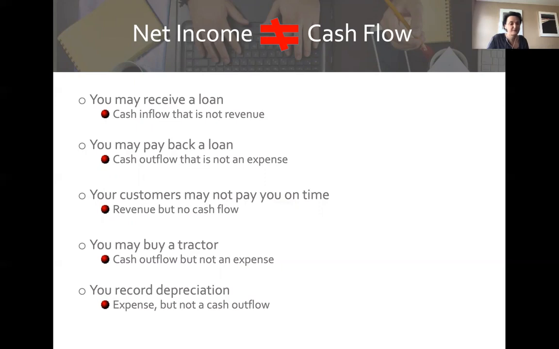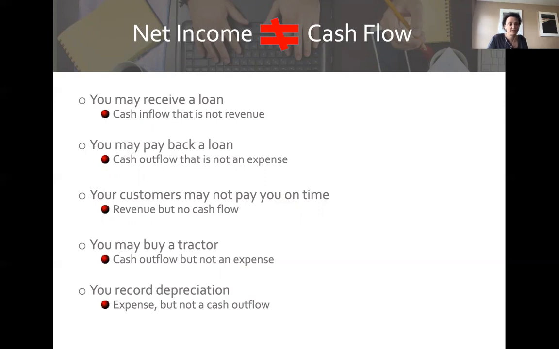You're paying down the loan. So you have cash outflow, but not necessarily an expense. We talked about in the second section, accrual accounting, where you may have revenue. If you delivered produce, you might have revenue, but if your customers don't pay you at the moment, you don't necessarily have cash in the bank.